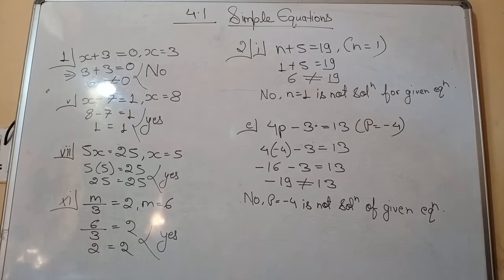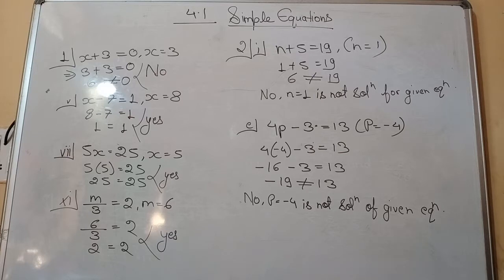And what we have to do? We have to put those values in the equation. Then we have to find out whether the solution is correct or not. If the solution is correct, so the value which is given for the solution is also correct, so we have to write yes. If the value which we have placed in the equation is not correct, then we have to write no.